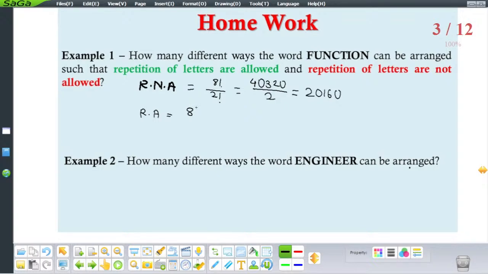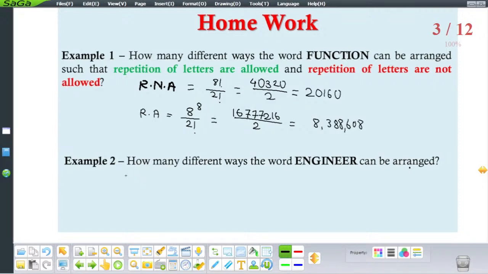And when repetition of letters is allowed, we take the number of letters as the power, and if there are any repeated letters, we divide by that factorial. N is repeated twice, so we divide by 2 factorial. So for repetition allowed we get 8 raised to 8, whose value, 16777216, you can get using a virtual calculator, divided by 2, and the final answer is 8388608. That is the final answer when we arrange the word FUNCTION, when repetition of letters is allowed and when it is not allowed.